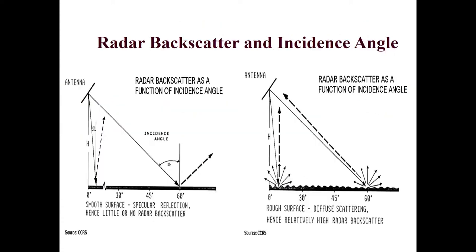Radar backscatter is a function of angle of incidence. It is highly dependent on the angle of incidence. Scattering will be very high at a low angle of incidence, like here in both cases, the smooth surface and the rough surface. Here you can see that in the near range a high amount of scattering will be received or sensed by the sensor, and in the case of rough surface also you can see that a high amount of scattering will be received in the near range in comparison to the far range.